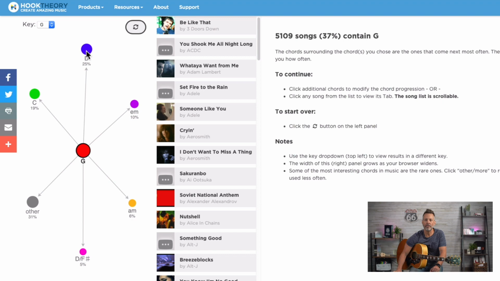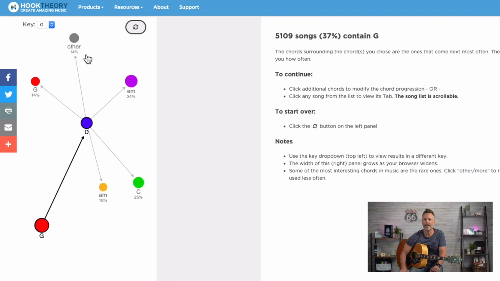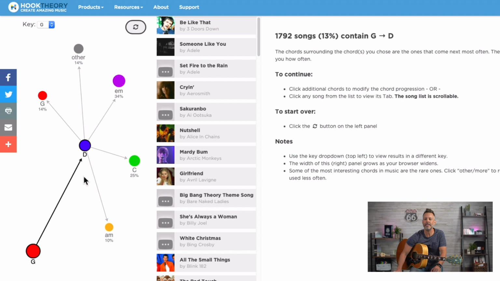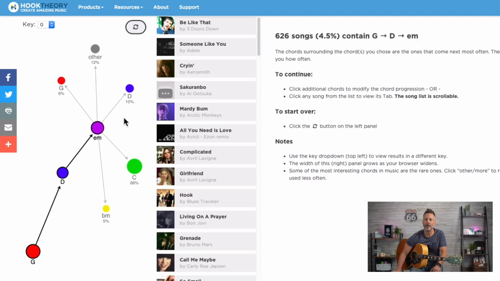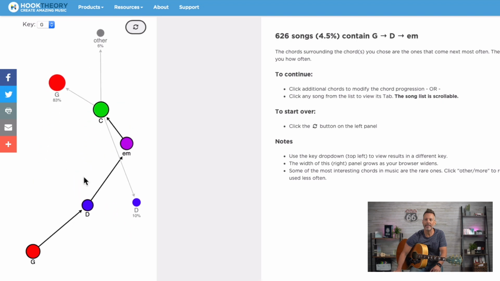So if we went to a D and we added that, what's that going to look like? Let's do that. We're going to go to the G here. If it lets us. Oh, sorry, I've got to click underneath it here. Okay, so there we go. So now G to D. The next chord is most likely going to be an E minor by 34%, the C by 25%. So let's go to the E minor. We're just going to click on that guy. So boom, we're going to add that to the mix. Now the next place it's going to go by a large majority is the C chord. So I'm going to click that, and that's our basic chord progression.